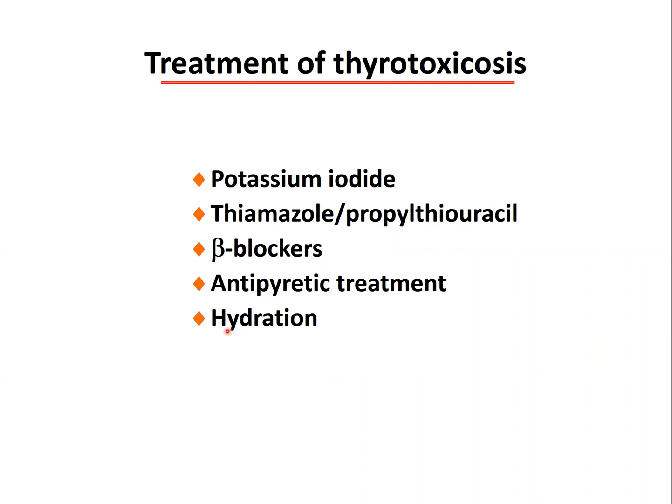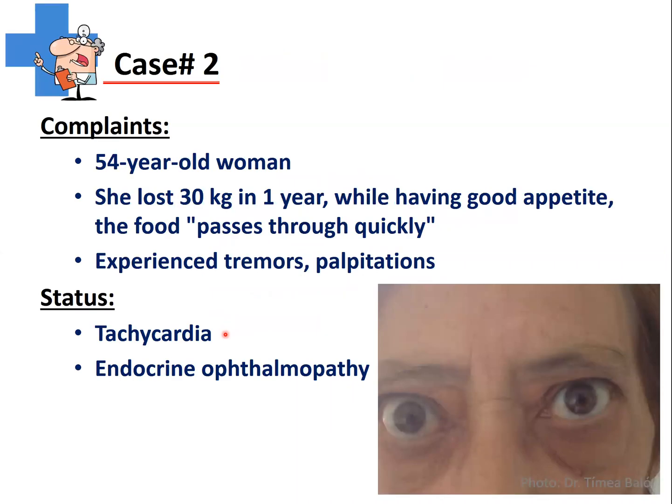This should be replaced. Now let's see the second case. If you look at the picture, you can see immediately what could be the problem with this lady. She is 54 years old. She lost about 30 kilograms within one year despite having a good appetite. The food passes through quickly, she said, and she experienced tremor and palpitations, so arrhythmias. On evaluation, they found tachycardia and endocrine ophthalmopathy, as you see here, the exophthalmos seen very nicely.